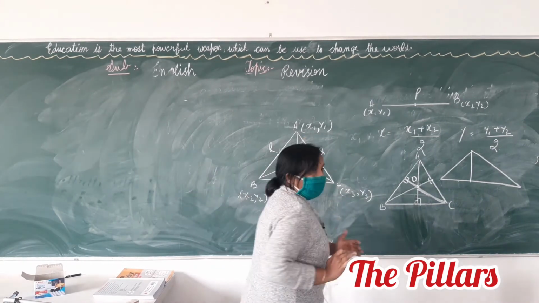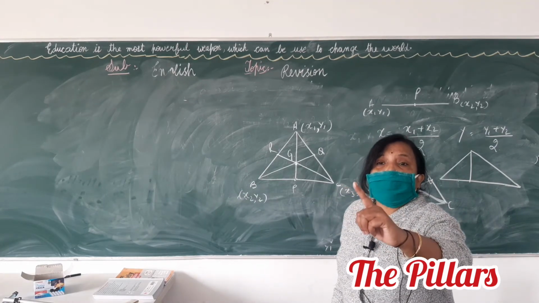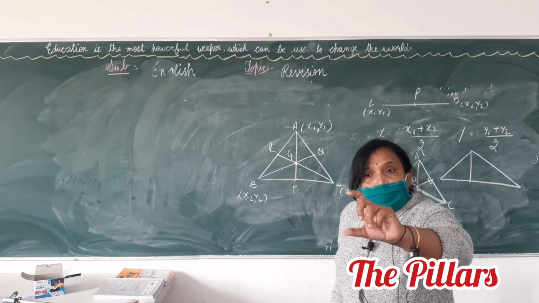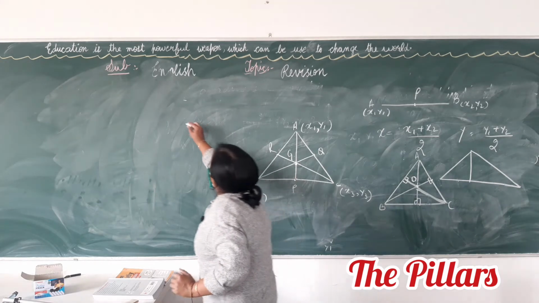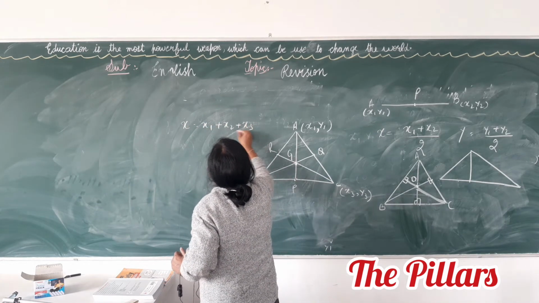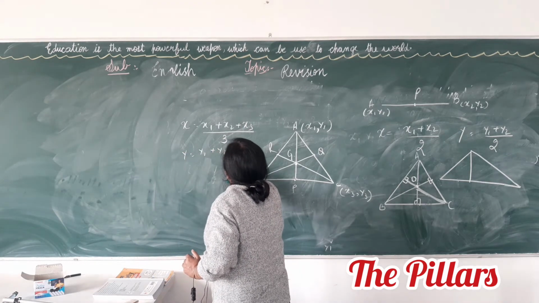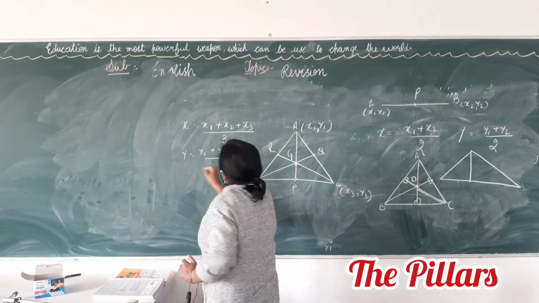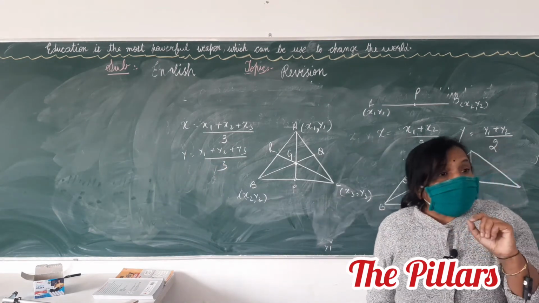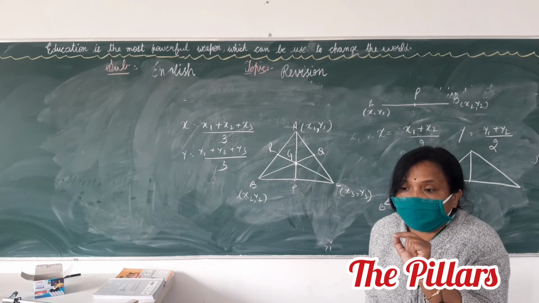Right? Now if the question asks you that the three vertices of a triangle are x1, y1, x2, y2 and x3, y3. Find the coordinates of the centroid. If I say coordinate, then what do you understand? X and y. So what will be your x here? X will be x1 plus x2 plus x3 by 3, and y will be equal to y1 plus y2 plus y3 by 3. Coordinates of centroid.